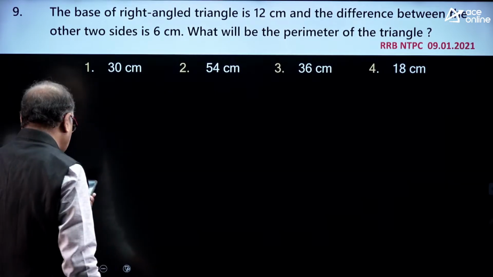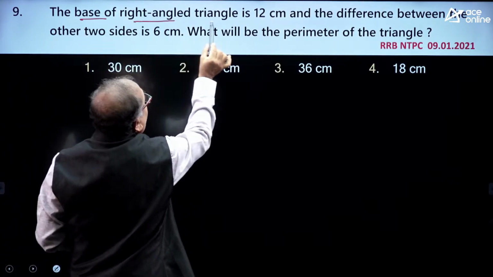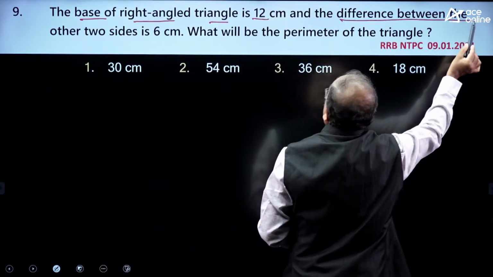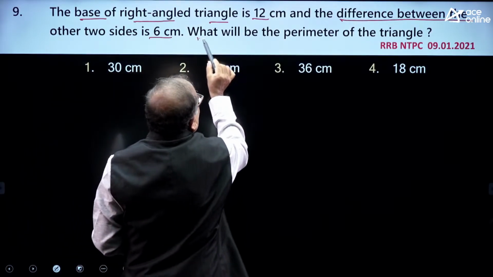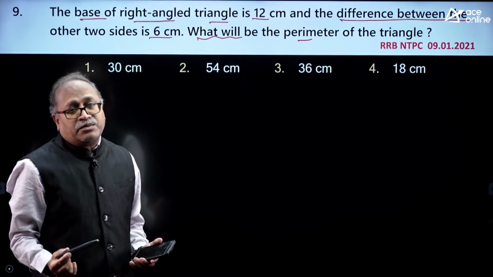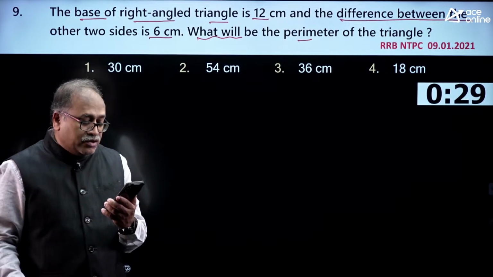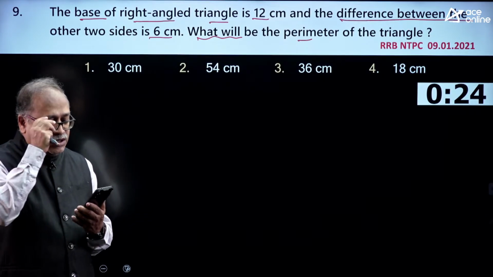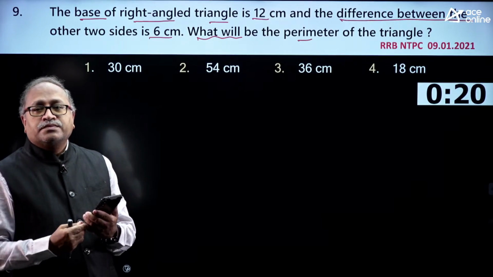Let me see how much time you take. The base of a right angle triangle is 12 centimeter and the difference between the two sides is 6 centimeter. So what will be the perimeter of the triangle? Come on. Can I give you 30 seconds for this particular question? Take 30 seconds and answer it.